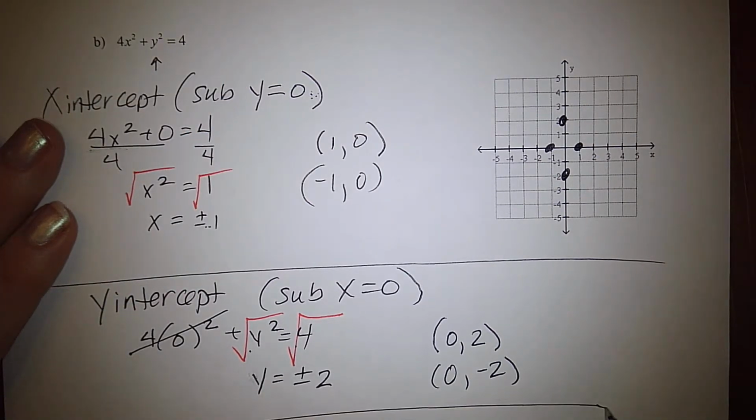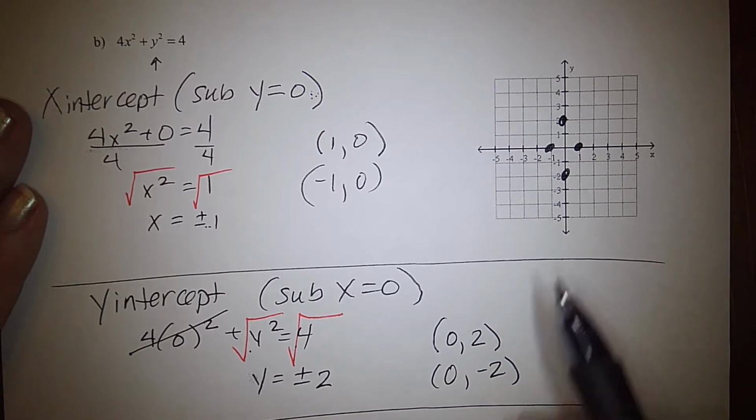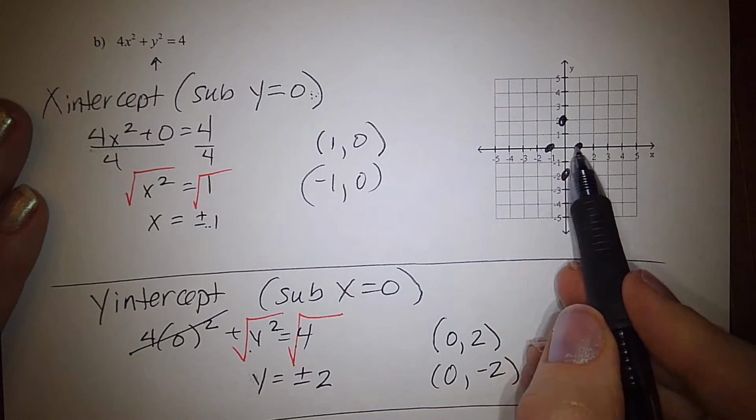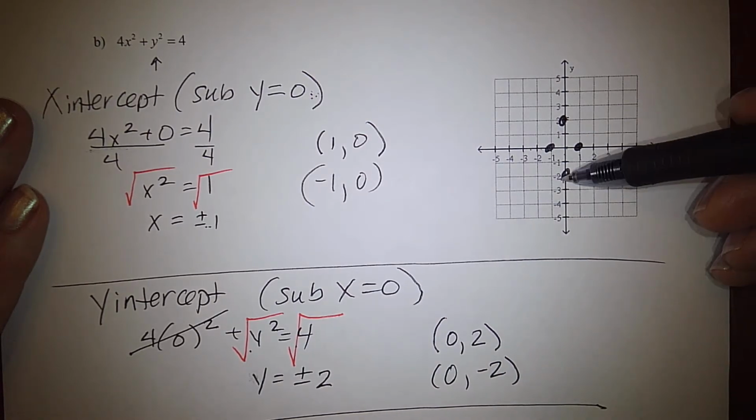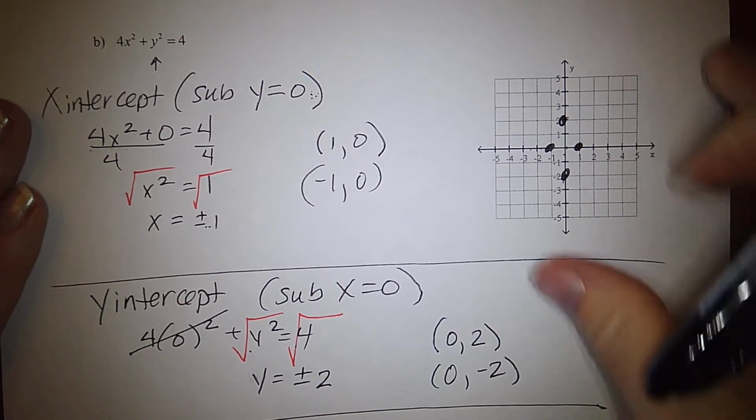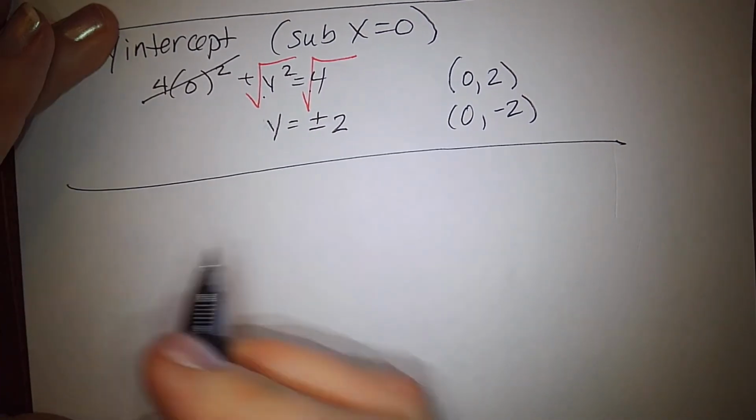So this is interesting. It looks like we're going to have maybe multiple types of symmetry because both points are going to have y-axis symmetry and x-axis symmetry. So let's see if that actually shakes out. So now testing for symmetry.